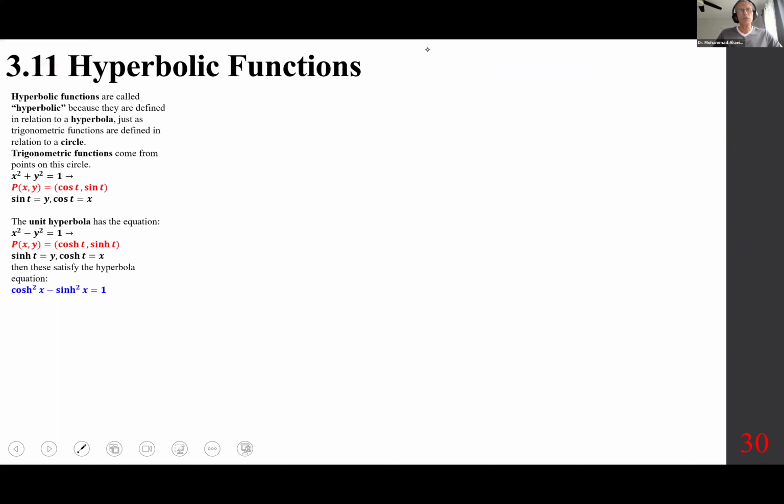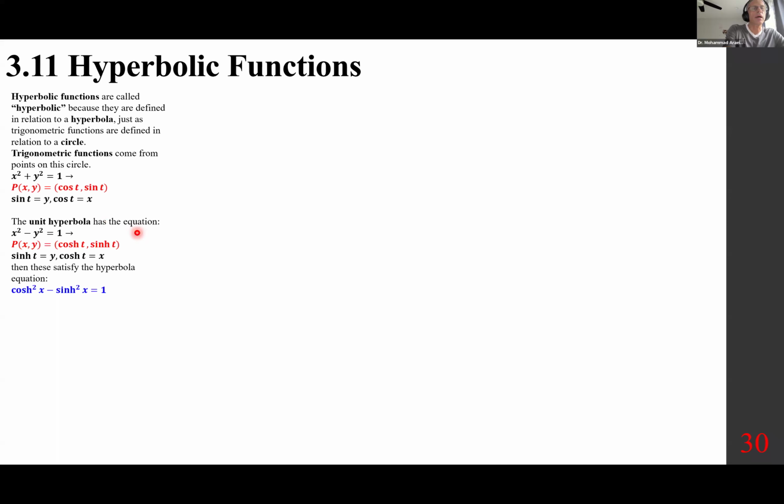So what are hyperbolic functions to begin with? Section 3.11, hyperbolic functions. Hyperbolic functions are called hyperbolic because they are defined in relation to a hyperbola, just as trigonometric functions are defined in relation to a circle. Trigonometric functions come from points on this circle, x squared plus y squared equals 1. P has coordinates x, y, or cosine t, sine t. Sine t represents y, cosine t represents x.